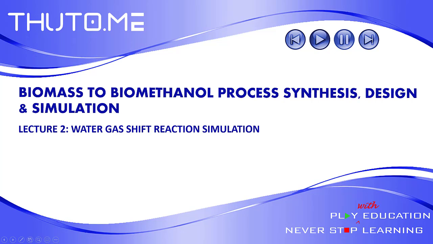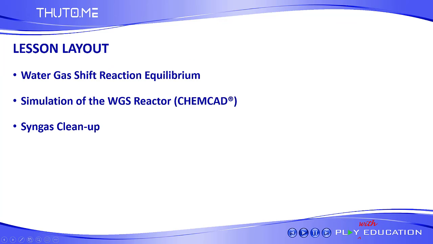Hi, in the second lecture of producing biomethanol from biomass, where we are doing process synthesis, we are going to be looking at using the water gas shift reaction to correct our H2 to CO ratio, as we have discussed in the first lecture, lecture 1, where we were doing gasification of the biomass to produce the synthesis gas.